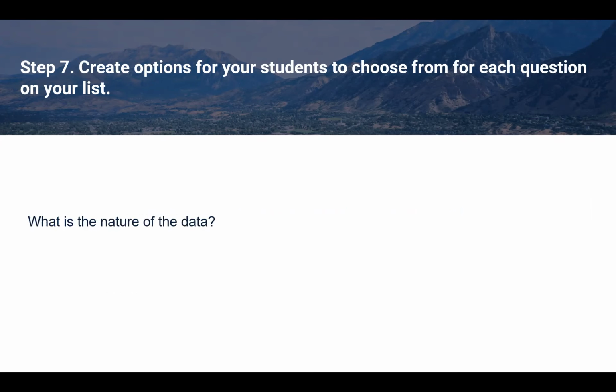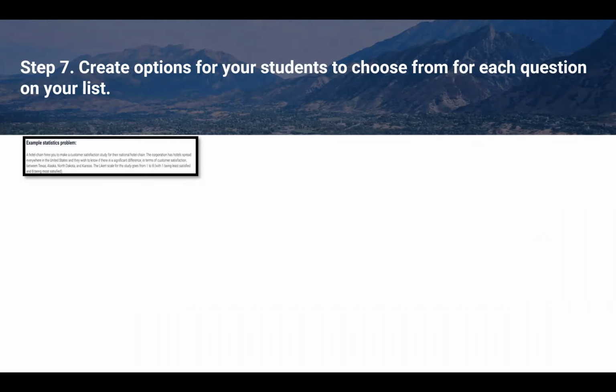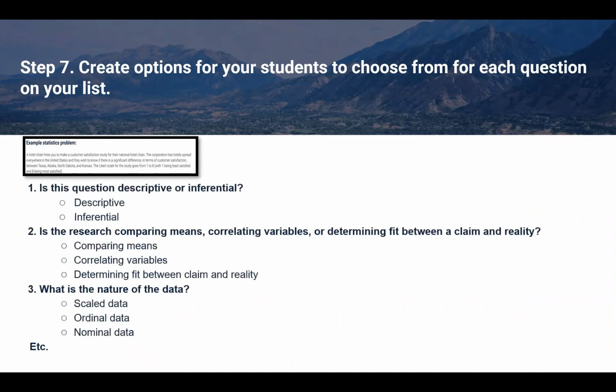However, the next question will be different. The options are not listed in this question. There are three types of data we want our students to consider: scaled, ordinal, and nominal data. So these will be our options. Here is an example of what a list of questions with their options might look like. Notice most of your questions will have options like these.